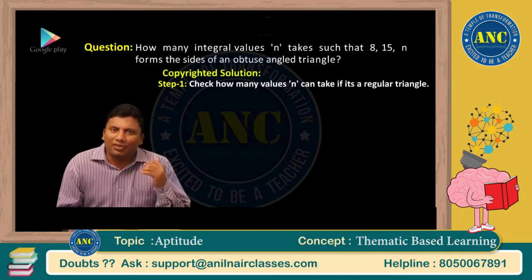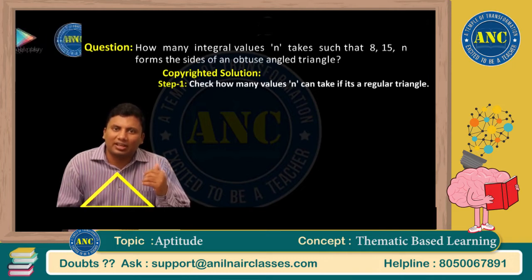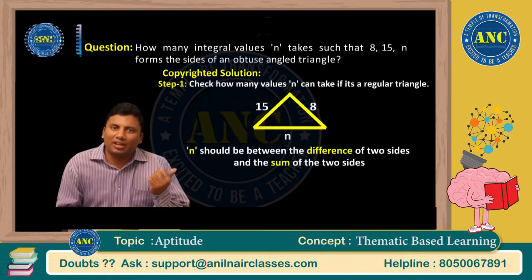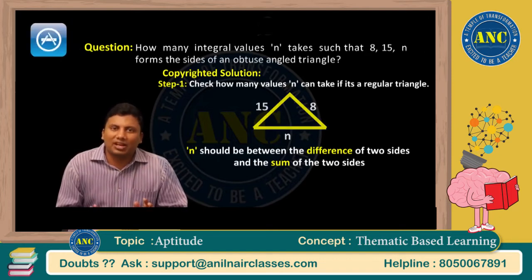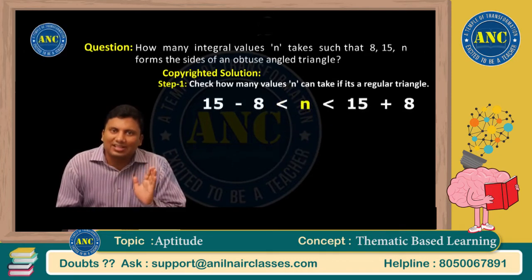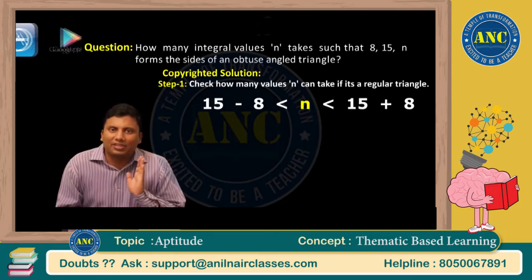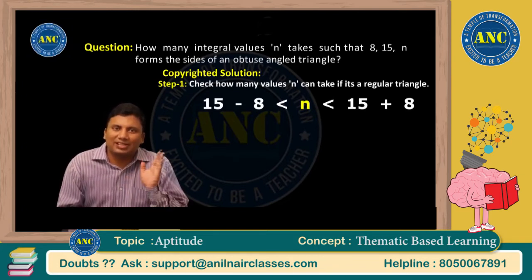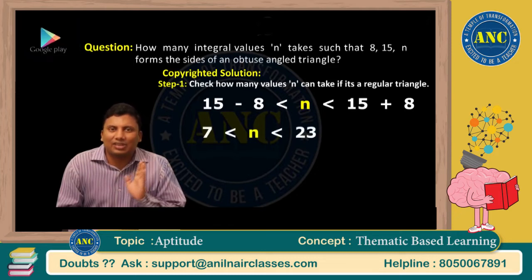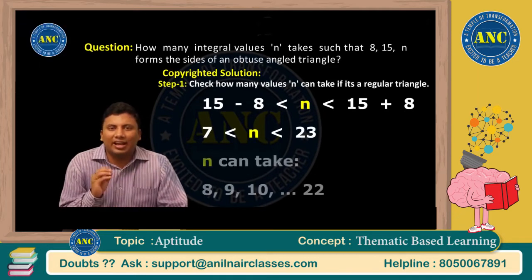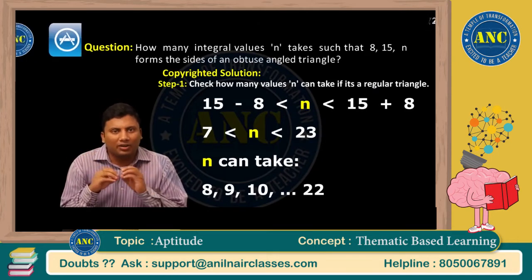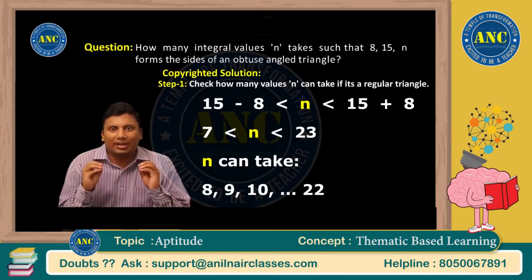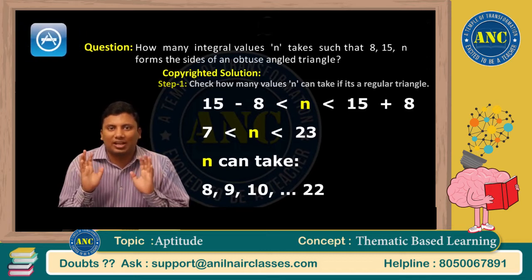Step number 1, we will find out the range of the third side by using the condition that the third side will always lie between the difference of 2 sides and the sum of 2 sides. 8, 15, N. So 15 minus 8 less than N less than 15 plus 8. That means 7 less than N less than 23. So N will take 8, 9, 10 till 22 for it to form a triangle. But we don't want only a triangle. The question is based on an obtuse angle triangle.